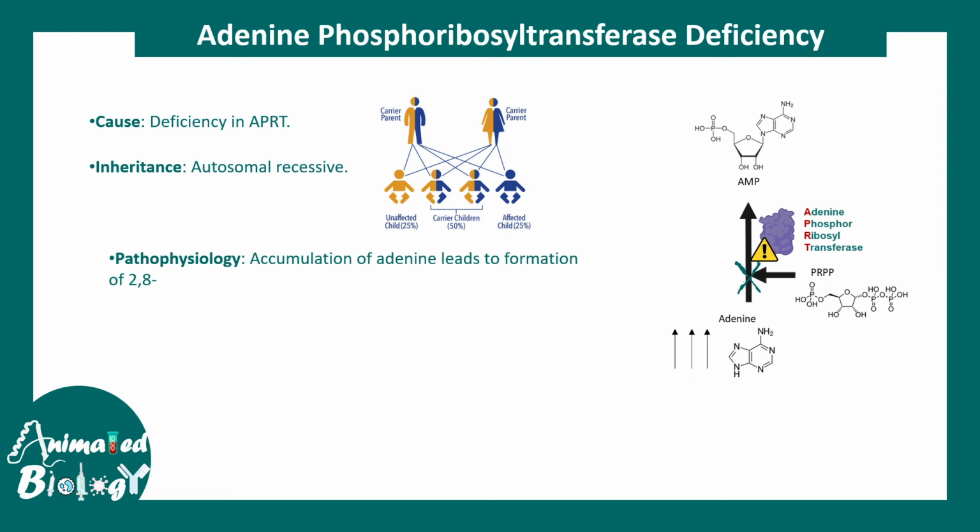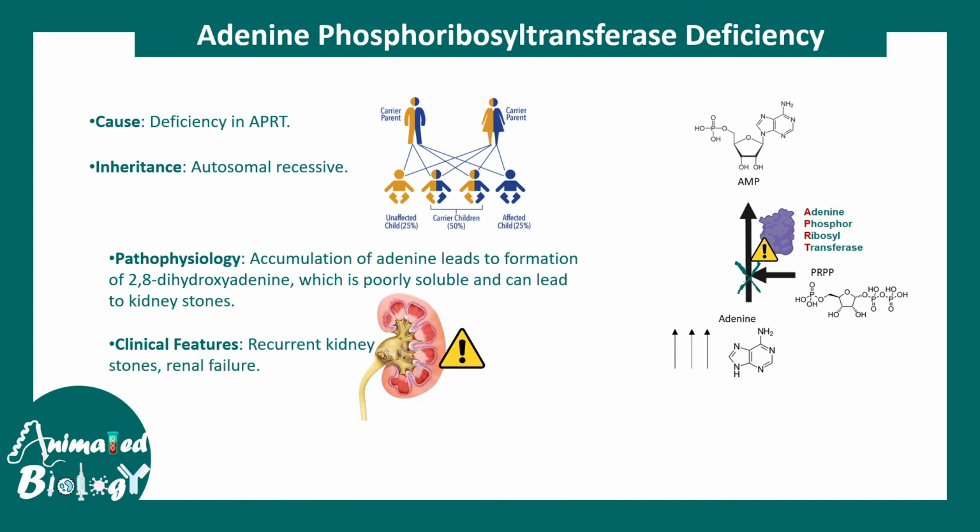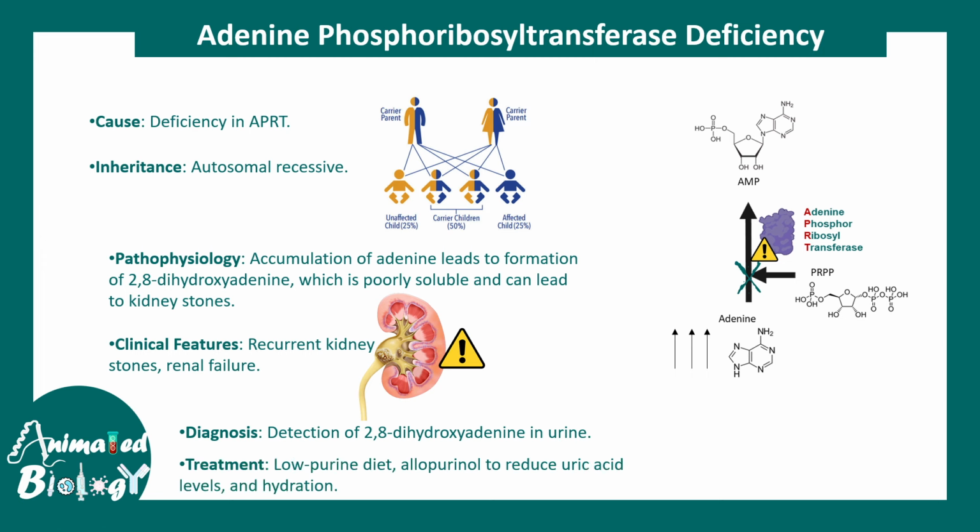So obviously what happens is there is accumulation of 2,8-dihydroxyadenine in the urine, and it's poorly soluble. It can lead to kidney stones. The symptoms include recurrent kidney stones, even renal failure. Diagnosis involves detection of 2,8-dihydroxyadenine in the urine. And the treatment is basically a low purine diet, allopurinol, which we already talked about, and modulating uric acid levels, and hydration is a key goal for this kind of disease.